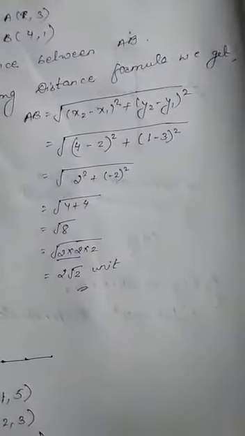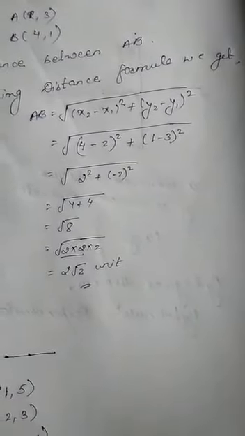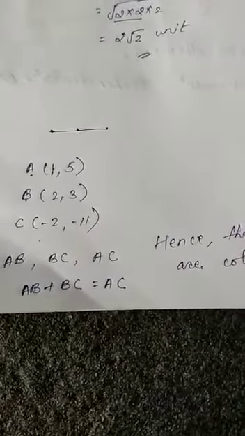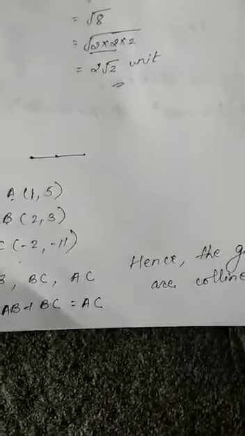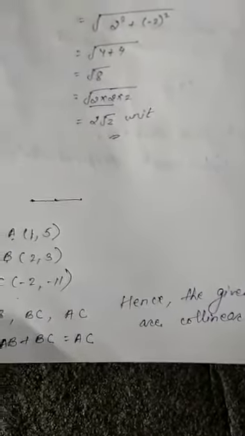It's nothing, okay? Just you have to find AB. That means how we found this one, like this: AB, then BC, then CA, otherwise AC, okay? And if you are getting AB plus BC is equal to AC, then you can conclude hence the given points are collinear. If you are not getting this condition fulfilled, then you can say no, the given points are not collinear, okay? So students, this one is your work.